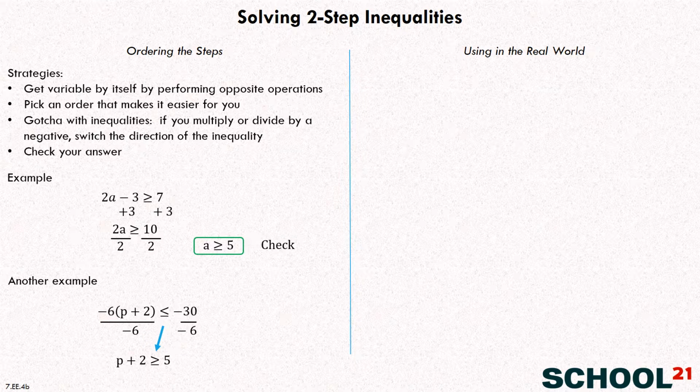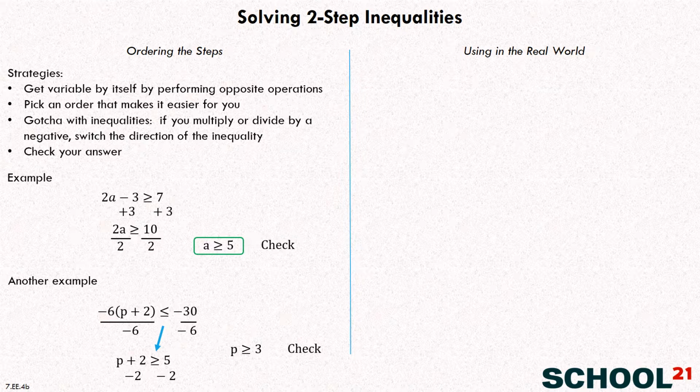Because we divided by a negative 6, anytime you multiply or divide by a negative number, that's the gotcha. With an inequality, you have to switch the inequality signs. We've taken it from a less than or equal to a greater than or equal to. Now that we've done that, that 2 is still standing in our way of p by itself. It's being added to the p, so we want to subtract 2 from both sides. On the left-hand side, you'll just have p. On the right-hand side, you'll have 5 minus 2, which is 3.